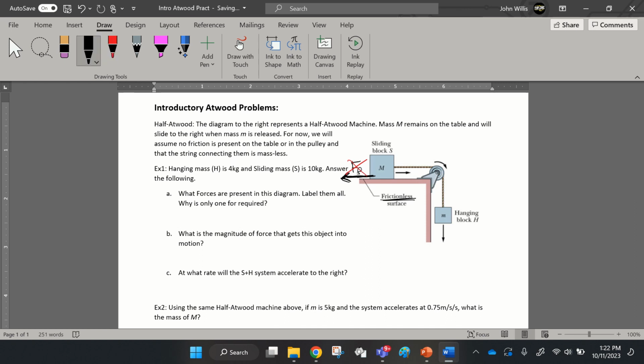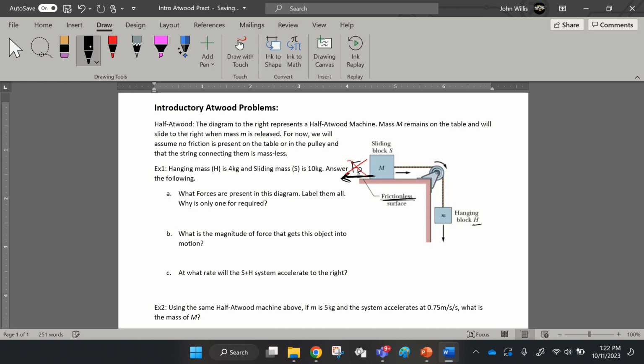We'll come back, and specifically with the half Atwood machines, we'll add that detail. We'll add that wrinkle to the whole thing. But that force specifically, we can go ahead and neglect and ignore. And that being said, there are a couple of other forces that we definitely need to talk about. The first force, if we're answering letter A, talking about all the forces that are present, is actually already represented here with you with this hanging block.